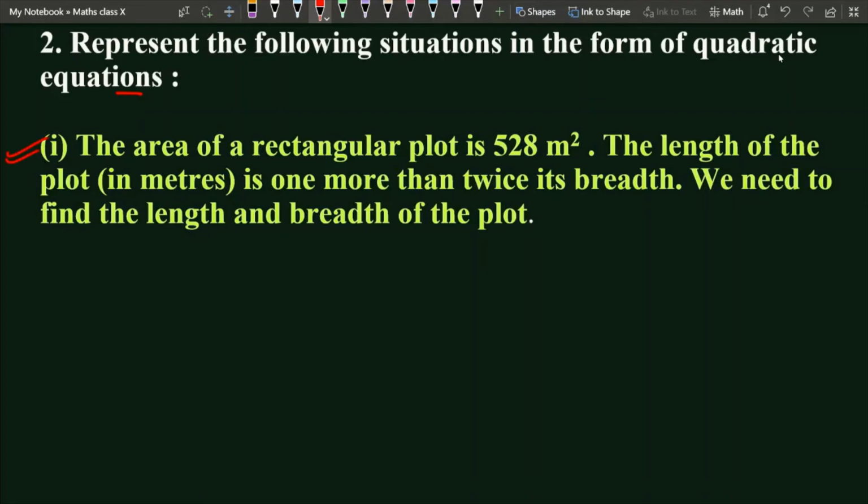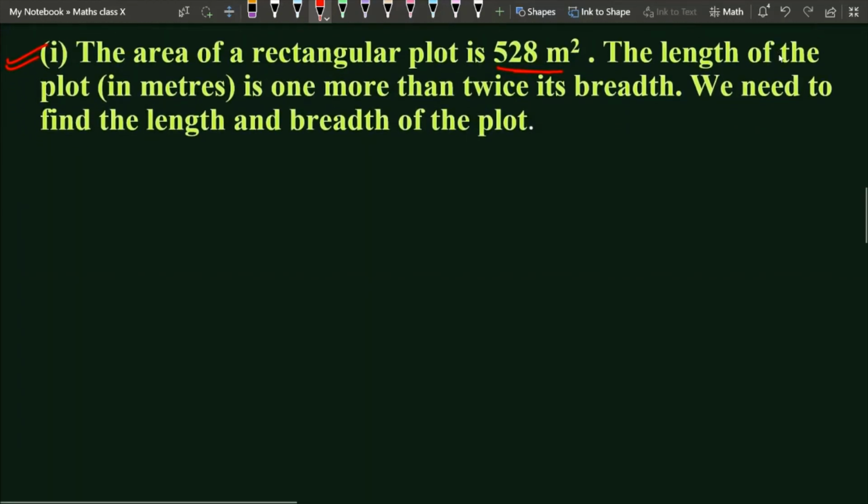First question is, the area of a rectangular plot is 528 meters square. Area is 528 meters square. Let me write it here. Area is given as 528 meters square. The length of the plot is one more than twice its breadth.